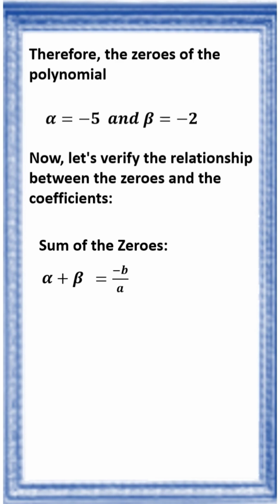Now let us have alpha plus beta, minus 5 minus 2, that is equal to negative of 7. What is minus b by a? Now let us substitute. Minus b is minus 7, b is 7, so minus 7, a is 1. That is equal to negative of 7.